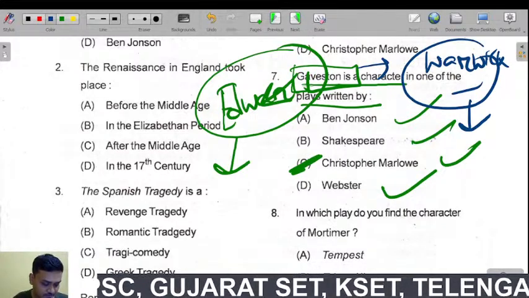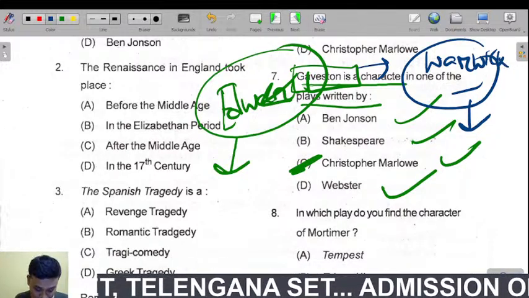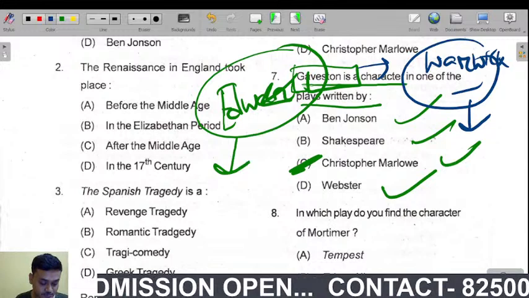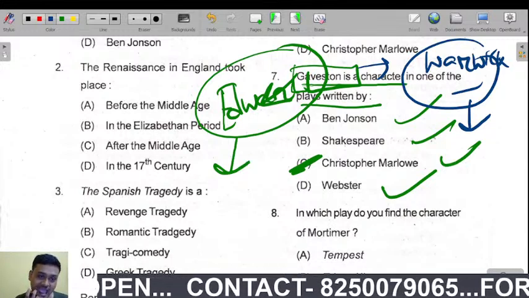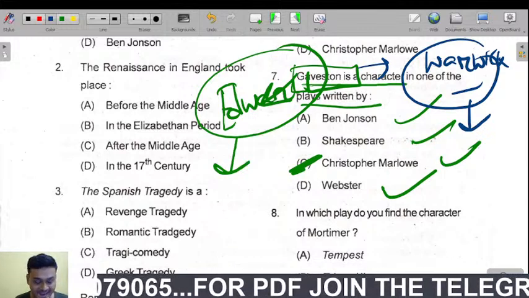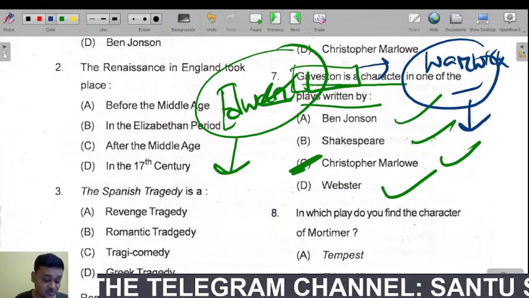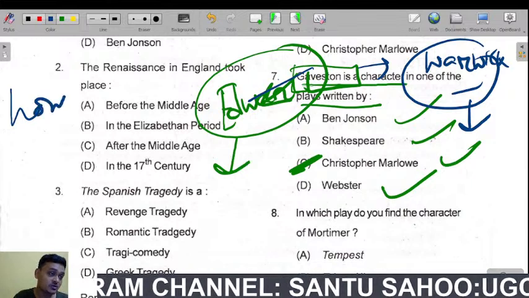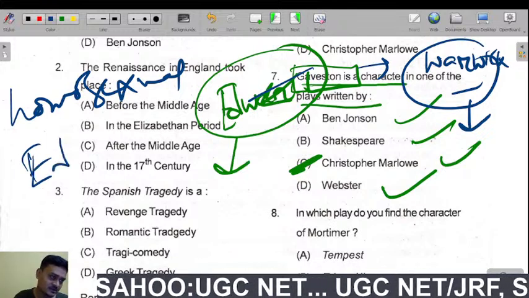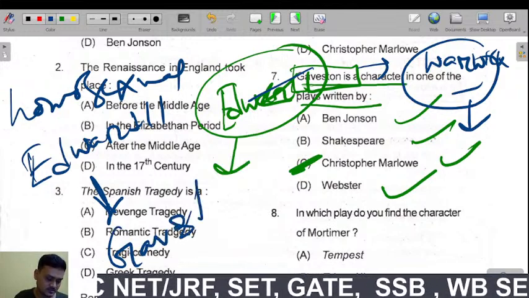Okay. Gaveston was killed by Warwick. Got it? And here you must also remember that there is the homosexual relationship between Edward the Second and Gaveston.